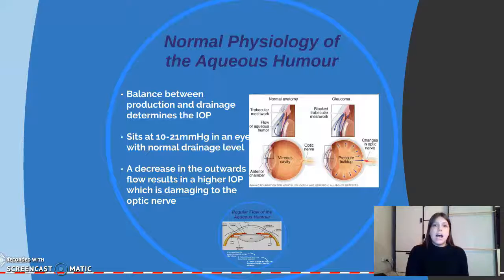A decrease in this outward flow will result in a buildup of the aqueous humour, and thus will increase the intraocular pressure. It is this increase that causes a pressure buildup, which can damage the optic nerve, as seen in this image.